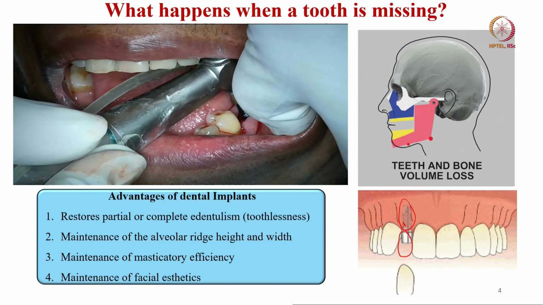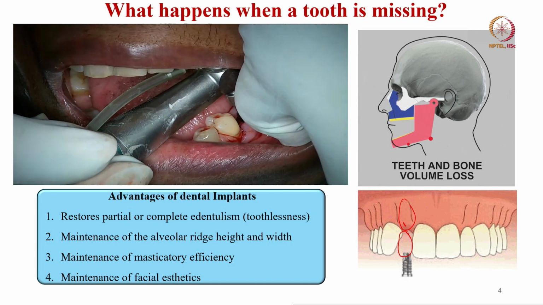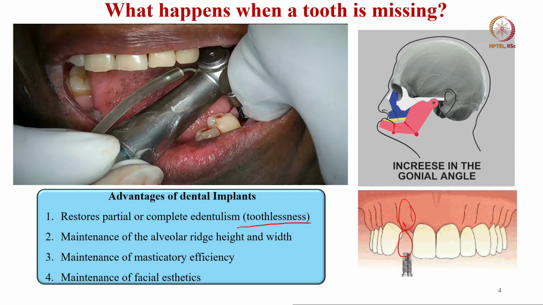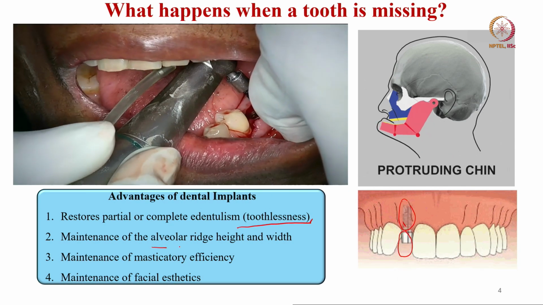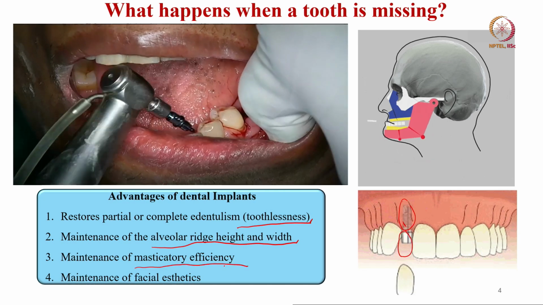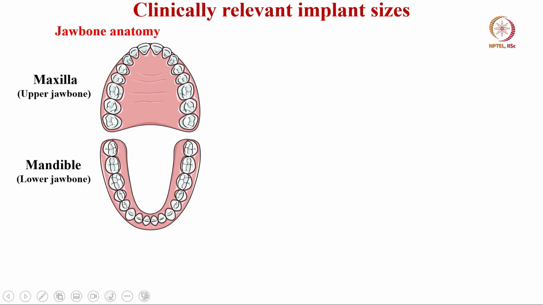So, the advantages of dental implants: it essentially restores partial or complete edentulism, toothlessness, as I said before, maintenance of the alveolar ridge height and width, maintenance of masticatory efficiency, and also facial aesthetics.